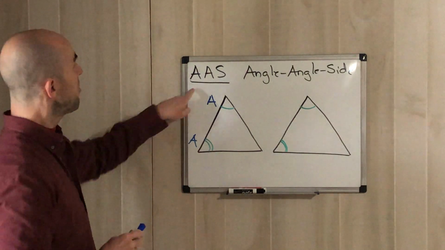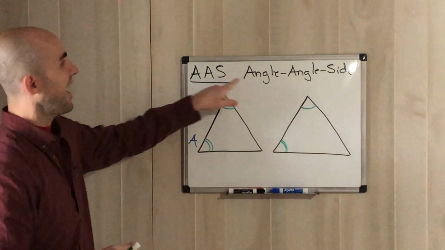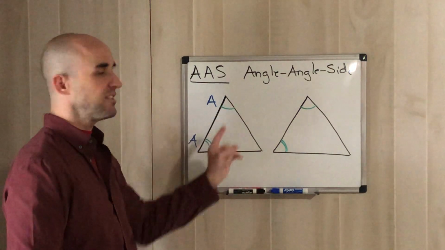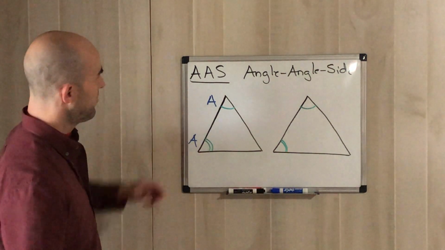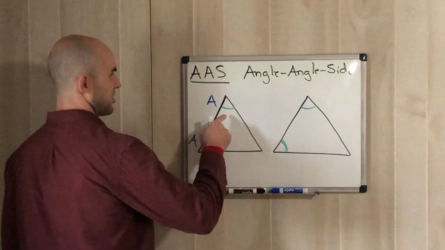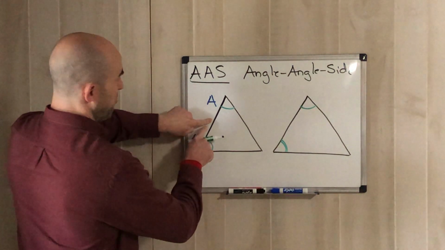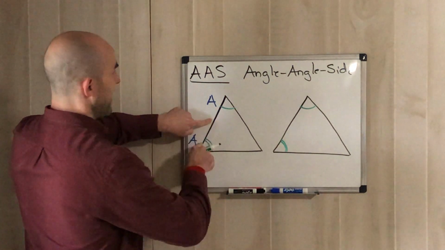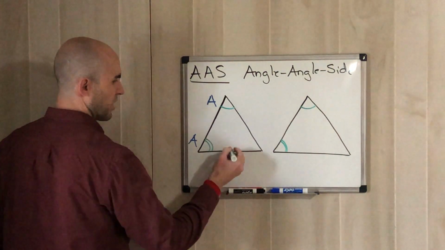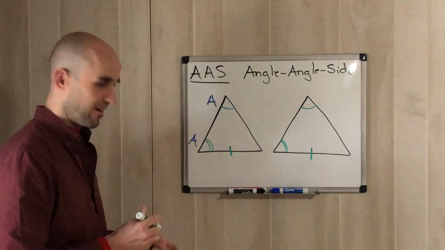Now think, we want it to be AAS, right? For it to be AAS, the side cannot be in between the angles. We need the angles and then we need the side. So we can start thinking, where can we put these sides? If we were to put it right here, that wouldn't be any good, because if we put it right there, the side would be between the angles. We don't want that. We want the side after it. So we can put the side there, or we can put the side here. Doesn't matter, as long as it's not between the angles, right?